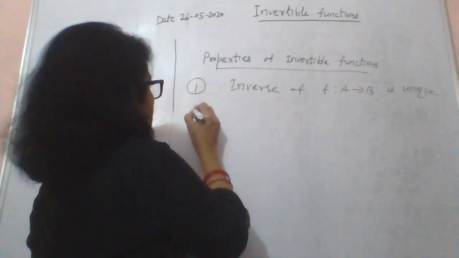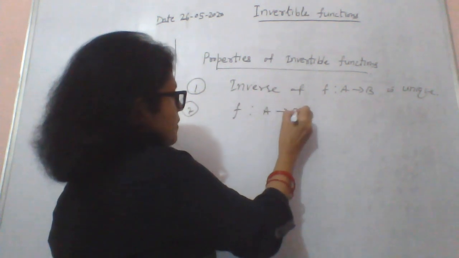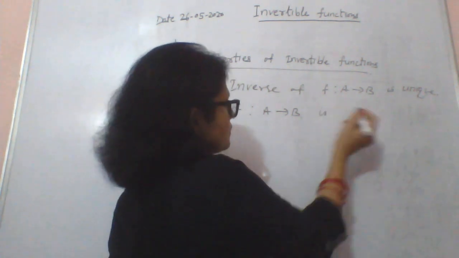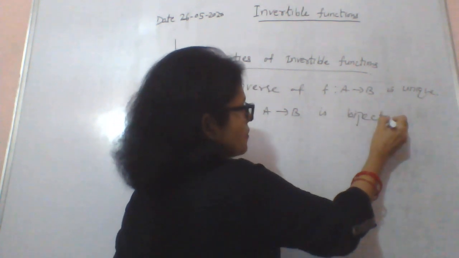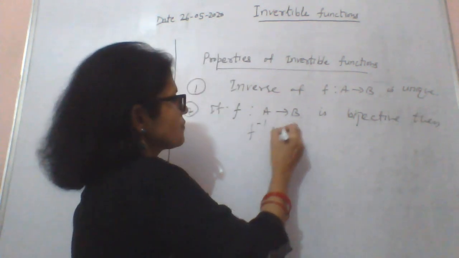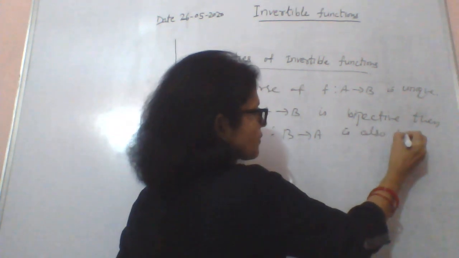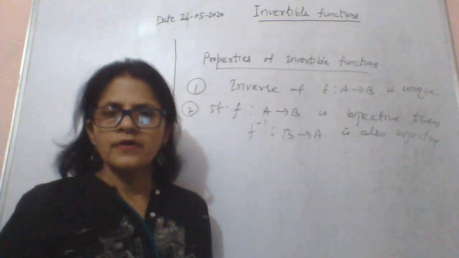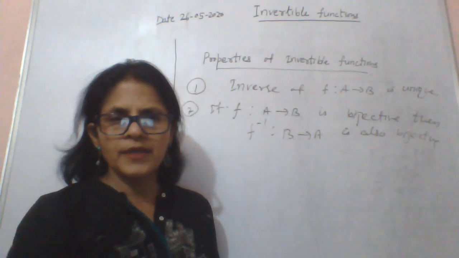Your second one is: if f from A to B is bijective, then f inverse from B to A is also bijective. It means whenever the function is bijective, its inverse exists and the inverse will also be bijective.